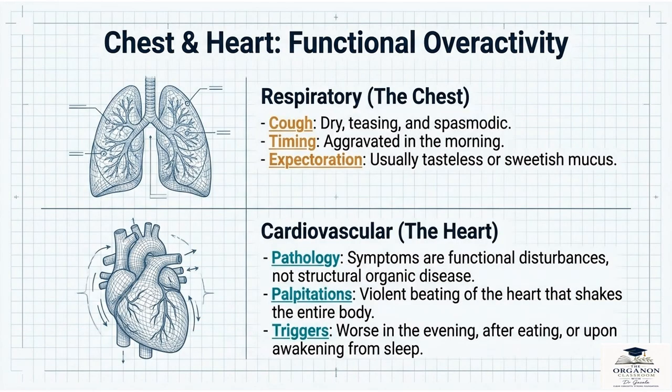Chest and heart, the functional overactivity of this system now. So what happens in the cardiothorax? Respiratory, the chest cough is going to be dry, teasing, spasmodic, aggravated in the morning, usually tasteless or sweetish mucus. Cardiovascular, the heart, the symptoms are of functional disturbances and not any structural organic disease as such. Violent beating of the heart that shakes the entire body, worse in the evening after eating or upon awakening from sleep.